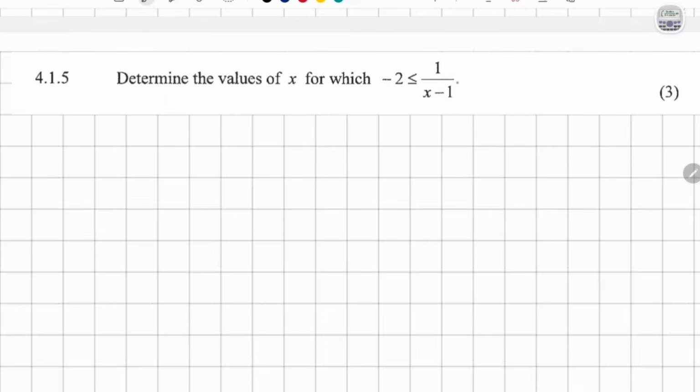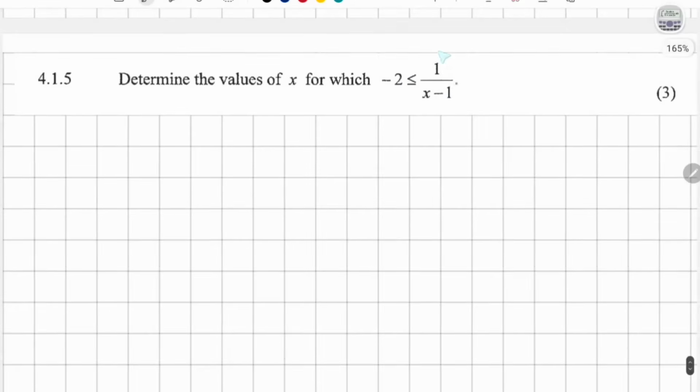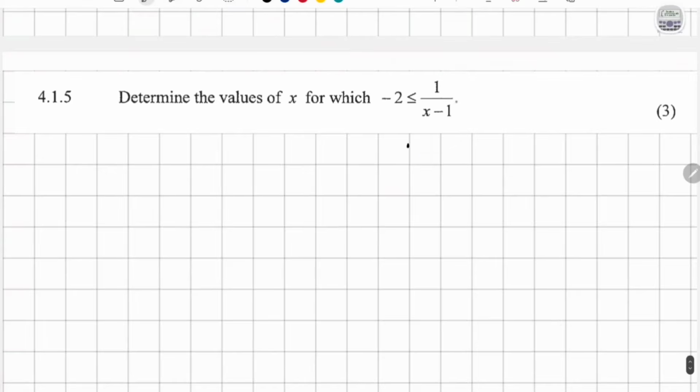Then 4.1.5 says determine the values of x for which negative 2 is less than or equal to 1 over x minus 1. Don't be afraid when you see these types of questions. You just need to put this in its correct order. What they did is they took the graph of h, where h of x was equal to 1 over x minus 1 plus 2, and all they did was take the 2 and put it over. So just bring the 2 back and then it'll make more sense.